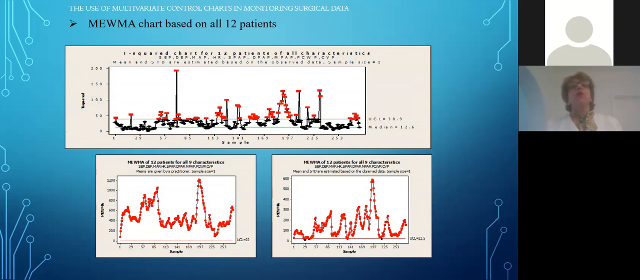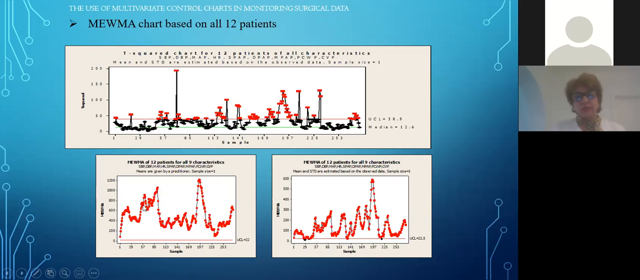Then we put all the 12 patients together, and here I have put a plot of the T-square chart for you to see. The T-square chart is, as I said, easy to set up, but it usually monitors the large shift and gives you a signal if there is a large shift occurring. So the first chart is the T-square chart for the 12 patients who were in the critical condition, and we have used the mean and the standard deviation of observed data.